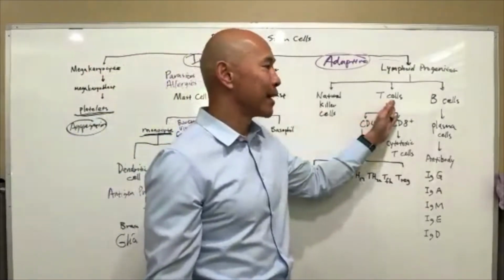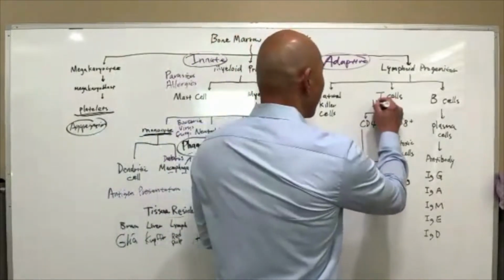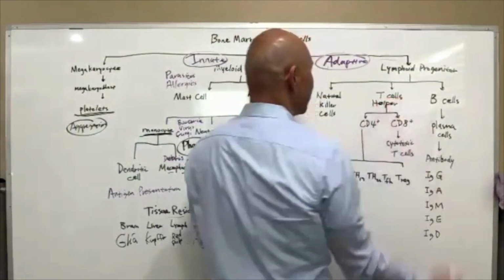And then you have these T cells. These T cells, the other name for them is the T helper cells.